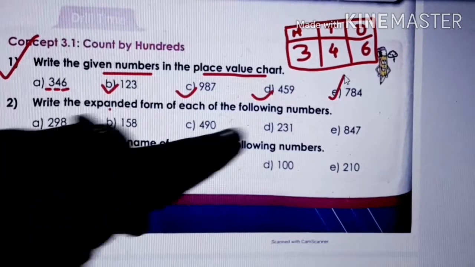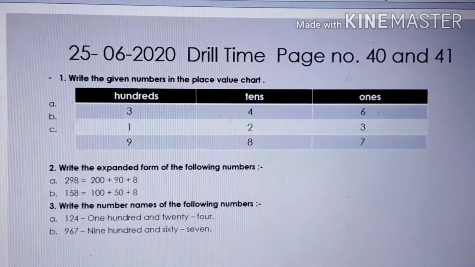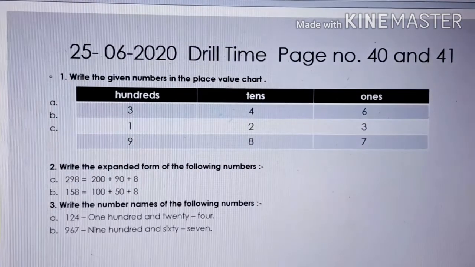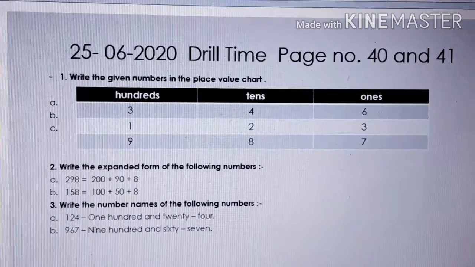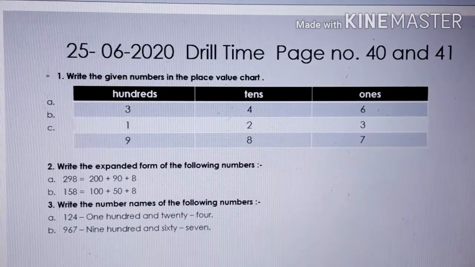This is a place value chart. Okay, so I'll show you how to do it, children. You can see here, write the given numbers in the place value chart. I have done 3 for you. This is how you are going to make the table. Okay, children.